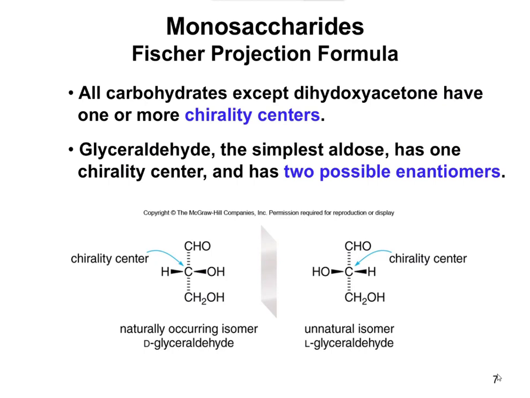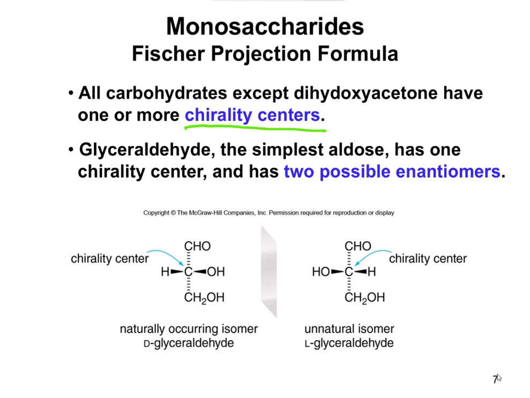Okay, so with monosaccharides, we need to identify a new term. We're going to identify this term chirality centers. So a chirality center refers to a carbon that has 4 bonds. So a lot of times carbons are going to be chirality centers. And the idea of a chiral center means you have a carbon attached to 4 different things.